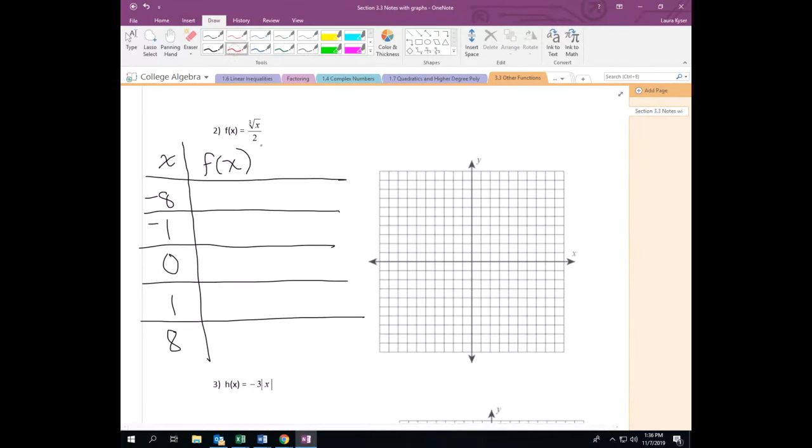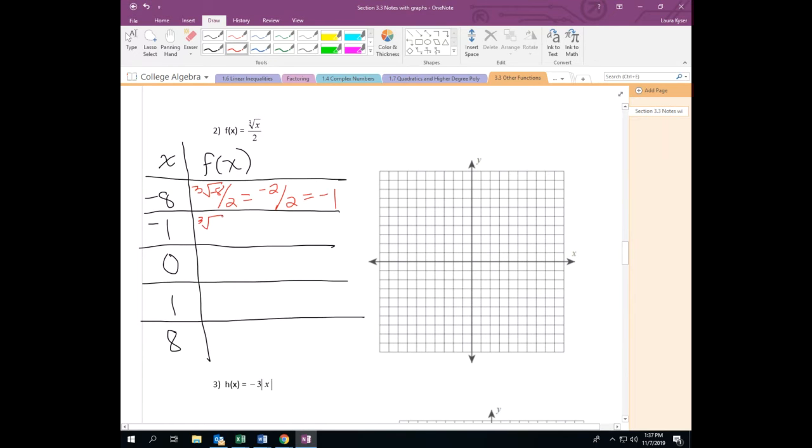For f of x, I'm plugging in each one of these values. So cube root of -8, and then divided by 2. The cube root of -8 gives me -2, and -2 divided by 2 is -1. And there's a point. And then we keep going in the same manner here.